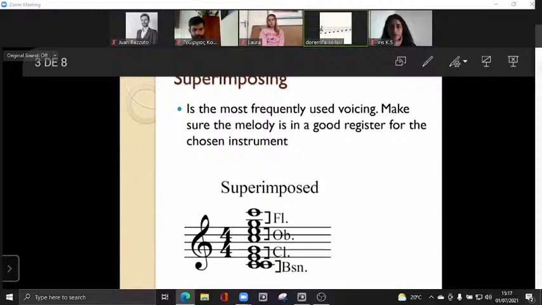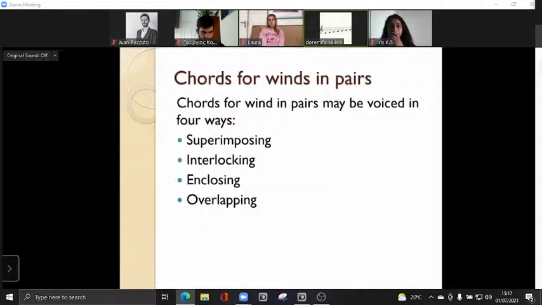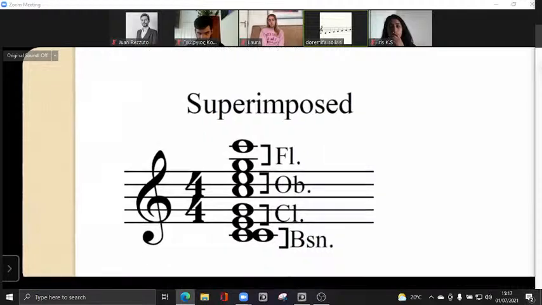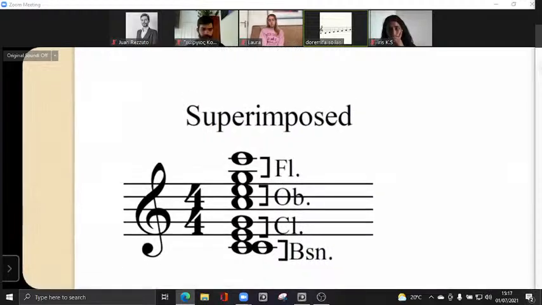So we have one element over the other. And that is what we see here. We have a C major chord, and at the bottom of the chord, we have 2 bassoons playing the same note, a middle C.